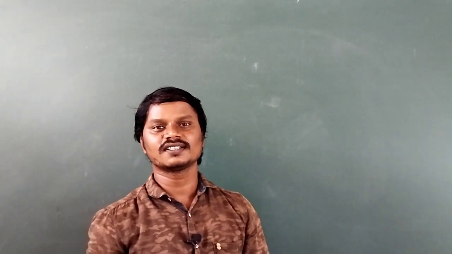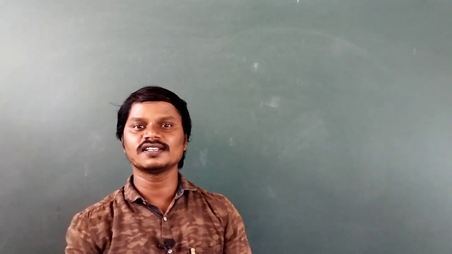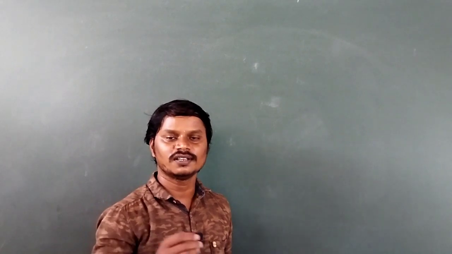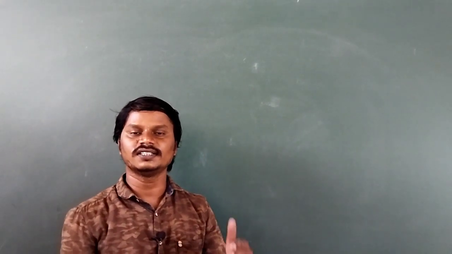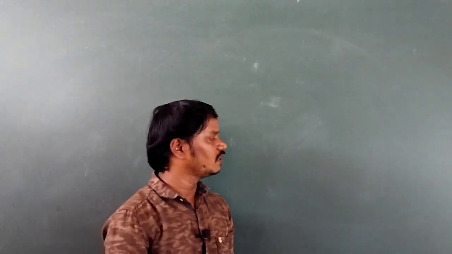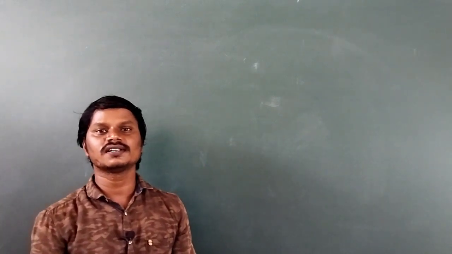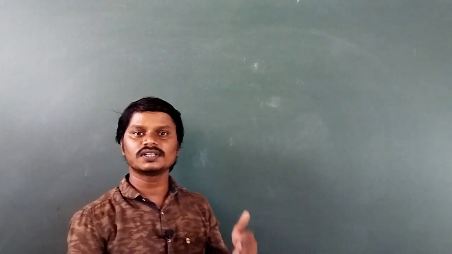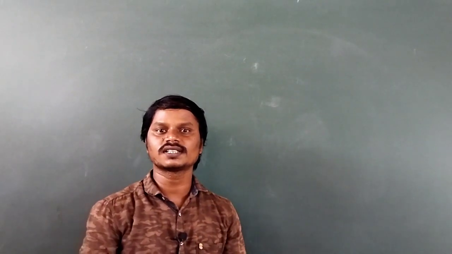Good evening students. In the last class we solved the exercise questions related to the laws of photoelectric effect, Einstein's photoelectric equation and also de Broglie wavelength. Now in today's class we are going to discuss the number of photons delivered per second from the monochromatic source.